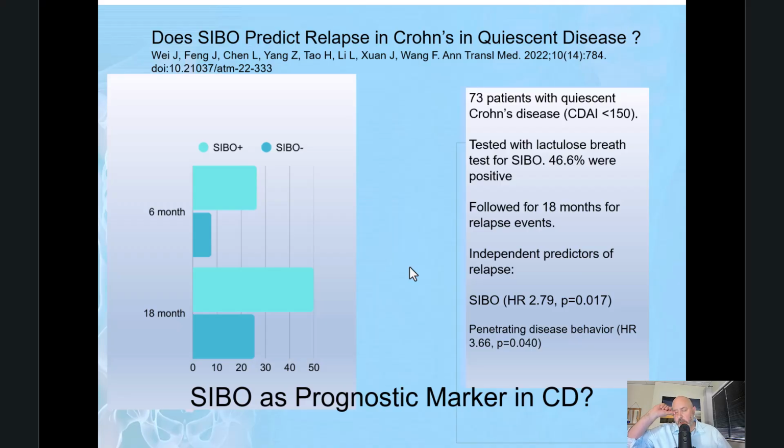But it is important to note that SIBO might be part of a simmering risk factor for an upcoming flare, and it would be something to discuss with your team whether it needs to be monitored when you're in remission.